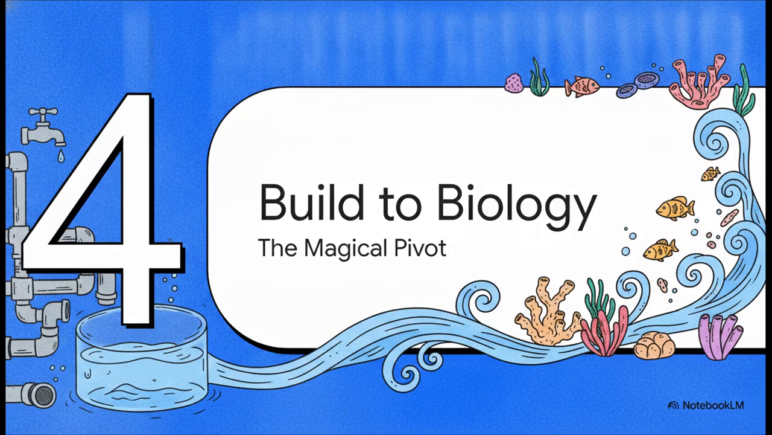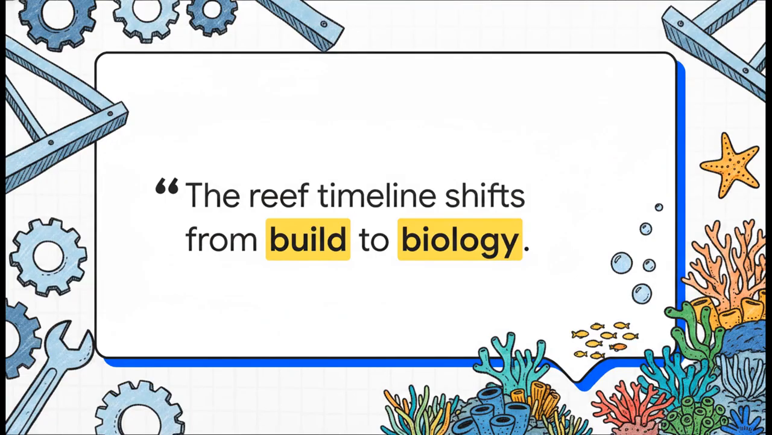Assuming you pass that leak test, we enter Section 4, From Build to Biology, the Magical Pivot. Now, what's really interesting about this transition is that once that tank is finally filled with salt water and the plumbing integrity is fully verified, everything changes. The timeline shifts entirely from build to biology.